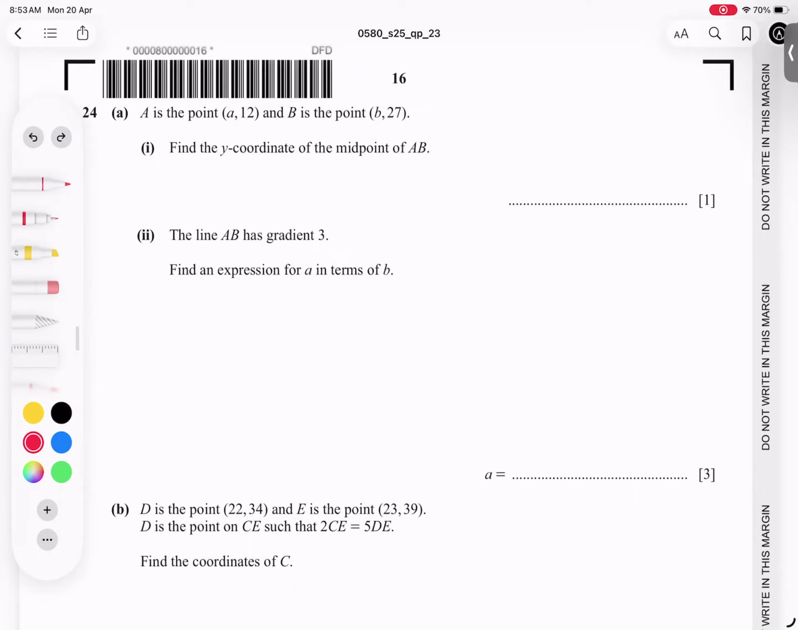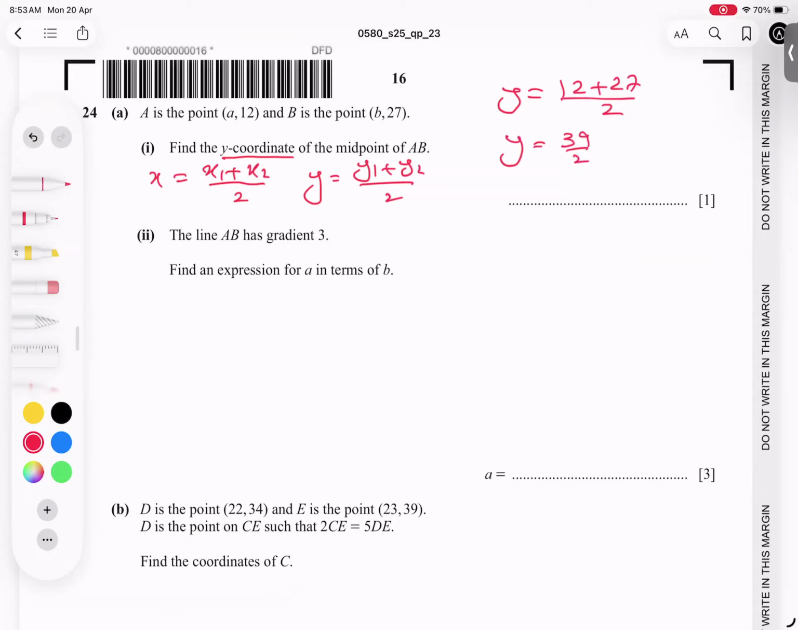So it means simple. We will use the basic formula, what? X is equal to x1 plus x2 divided by 2, like an average, and y is y1 plus y2 divided by 2. But he's asking the y coordinate only. So I'll use the y coordinate. And the y coordinate is this y1 and this y2. So 12 plus 27 divided by 2. And I got 39 over 2. And if we divide it, I get 19.5. So 19.5 is my final answer.